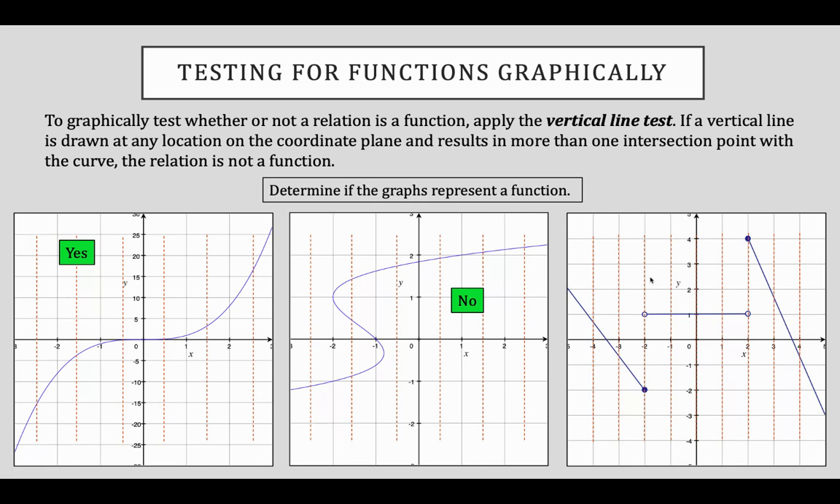Same thing over here. We have this filled in circle, which means that endpoint is included. Okay, and here we have this open circle, meaning the endpoint is not included. This vertical line only intersects at one point, right? Because of that, yes, this is a function.